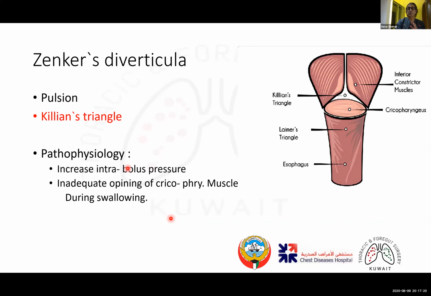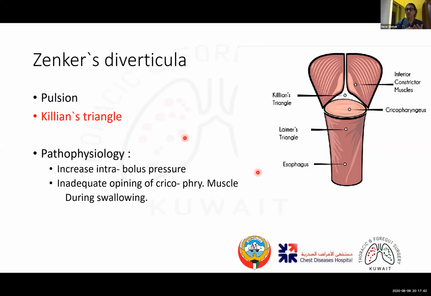It usually protrudes through the Killian's triangle. The Killian's triangle is actually the bare area of the esophagus, and it is at the back of the esophagus. It is bordered superiorly by the inferior constrictor muscle and inferiorly by the tracheoesophageal muscle.